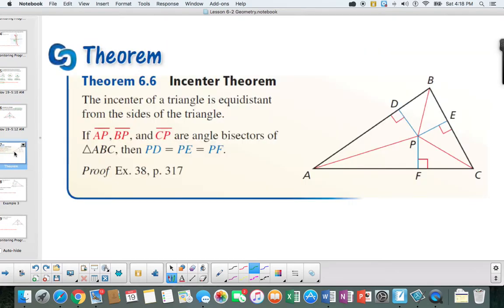We have the incenter theorem. The incenter theorem says that the incenter, so this point, which is created by all these angle bisectors, once it meets, then it is equidistant not to the corners or to the vertices of the triangle, but to the sides. So all of these distances are going to be congruent.